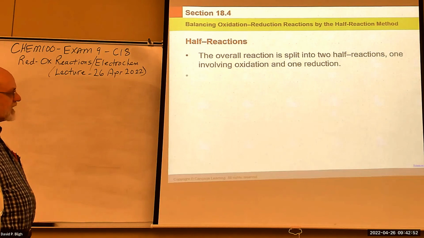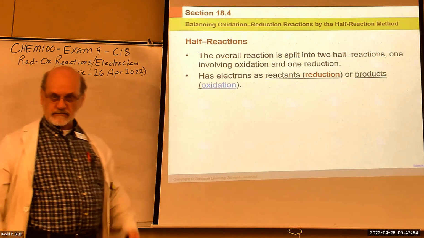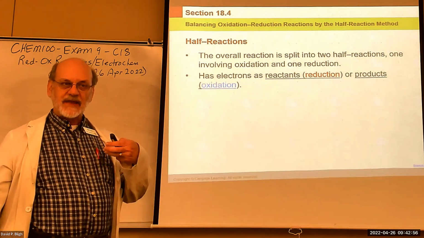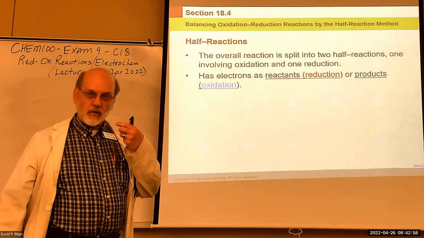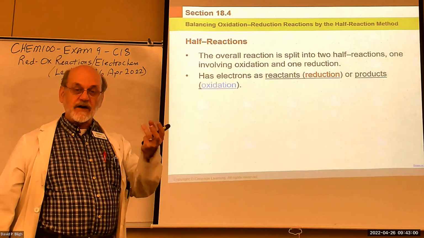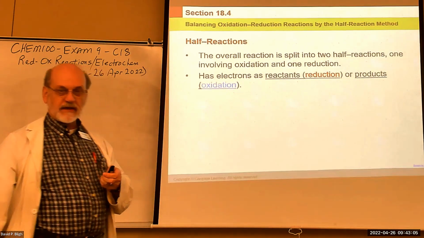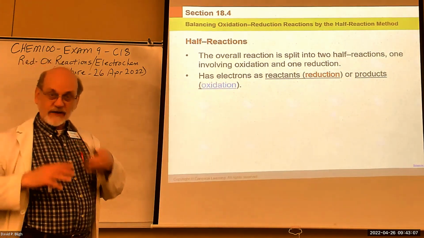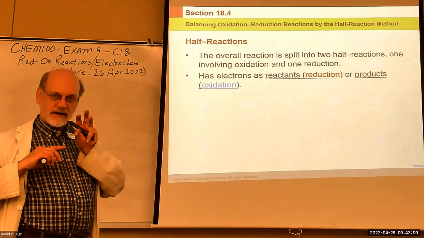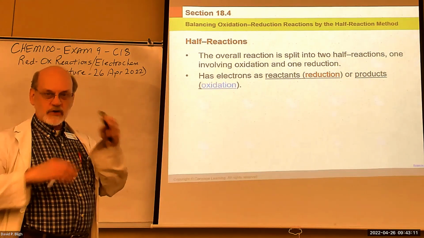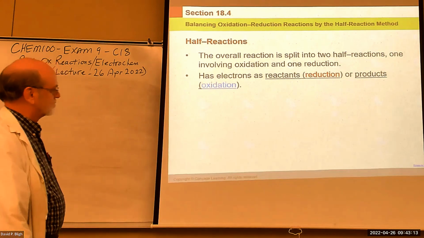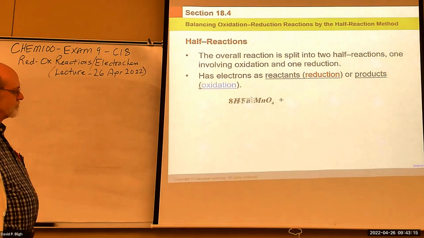So we take the given reaction, which should not be balanced, and we decide what is the oxidation half and what's the reduction half, and split them into two equations, and then balance them for electrons in the beginning before you combine them. Okay?